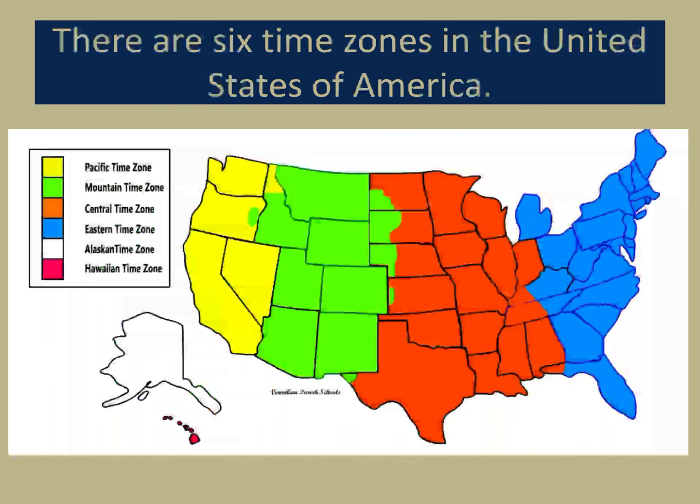When you move from west to east, you now add an hour. So let's pretend that it's 1 p.m. in Los Angeles, California. Well, what time is it in the Mountain time zone where Denver, Colorado is? That's right, it's 2 o'clock. What time is it in the Central time zone? Well, you're right again, it's 3 o'clock. What time is it here? It's 4 o'clock.